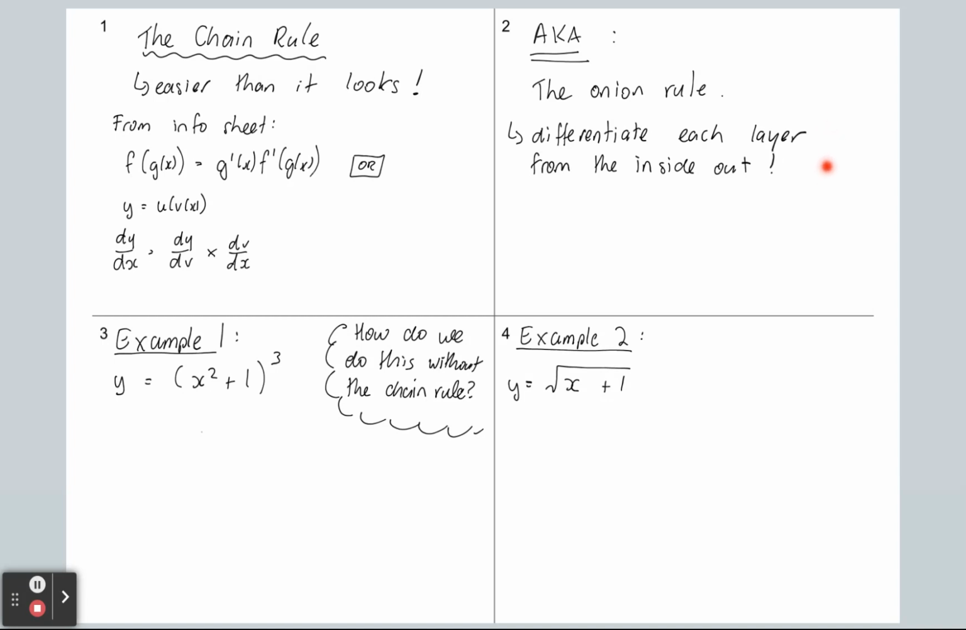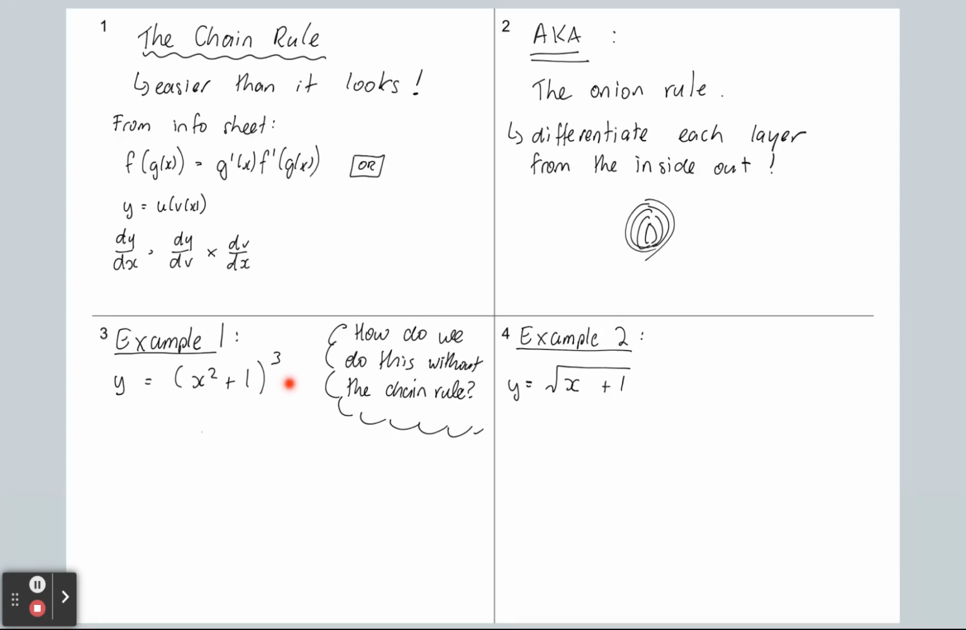Differentiate each layer from the inside out. And you need to think of it like an onion has a central core, then outside that core there is another layer, and then there's another layer, and then there's another layer, and that makes an onion, right? So you need to think about it the same way, and we're going to multiply those layers out. So easier to see, I think, in action. So let's have a look at it.